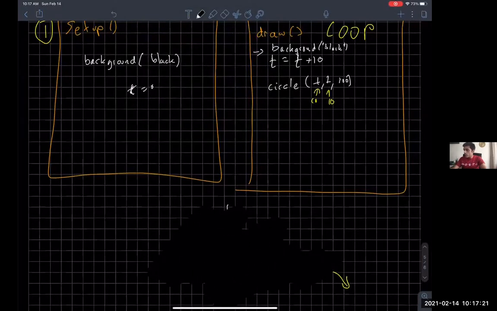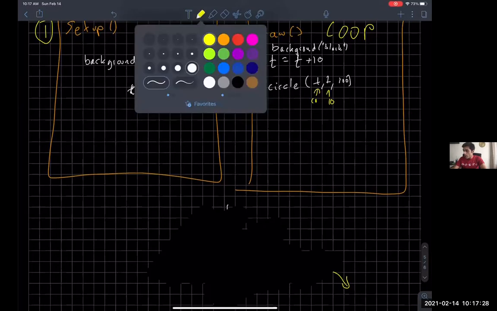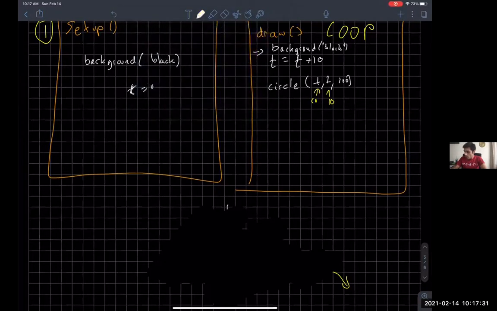Then it does t is equal to t plus 10. So now t is equal to, whoa, okay. Well, t is equal to 10. Then it draws a circle at the center. So let's draw the circle at the center.